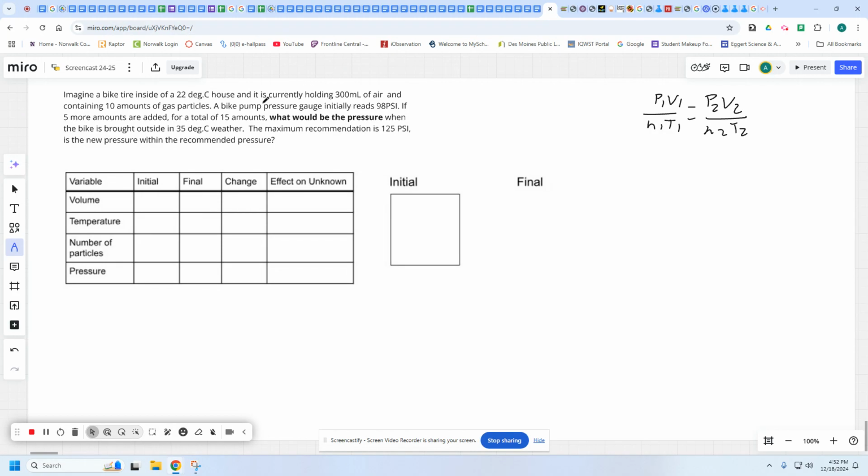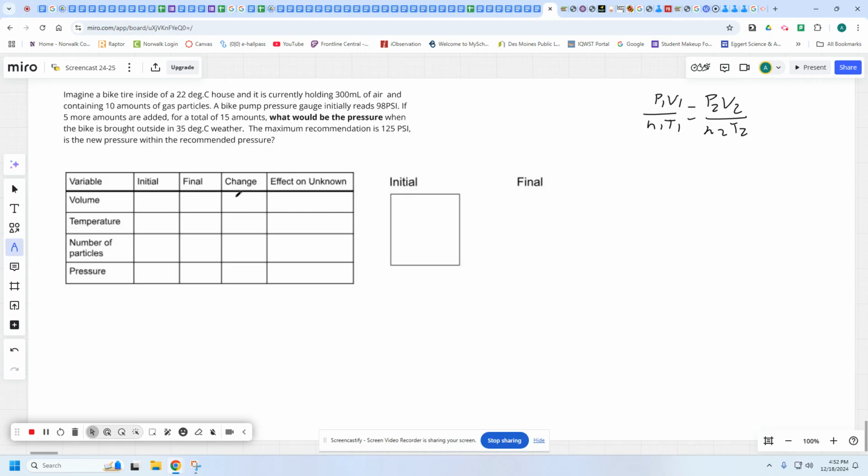So imagine you're inside a cool house at 22 degrees Celsius and the tire is currently holding 300 milliliters of air and containing 10 amounts of gas particles. A bike pump pressure gauge initially reads that the tire is at 98 psi. If 5 more amounts were added to the tire for a total of 15 amounts, I want you guys to estimate what the pressure would be if the bike was also brought outside in 35 °C weather.